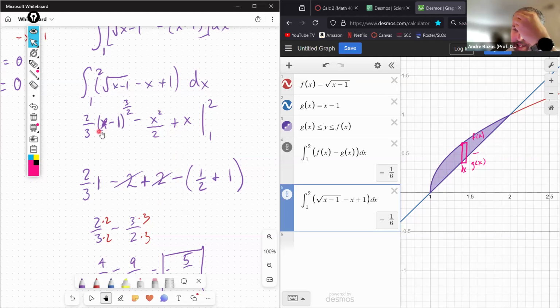Okay, now I'm going to plug in 2. I don't know why this isn't working. 2 minus 1 is 1. 1 to that power is just 1. That's 2/3. I plug in 2 here. I get 4 divided by 2 is 2. We're subtracting 2, and then we're adding 2. Those go away. And now I'm going to plug in 1. I'm going to subtract everything from there, but that's 0. That's 1. That's 1/2.